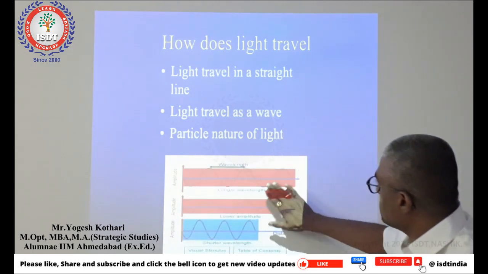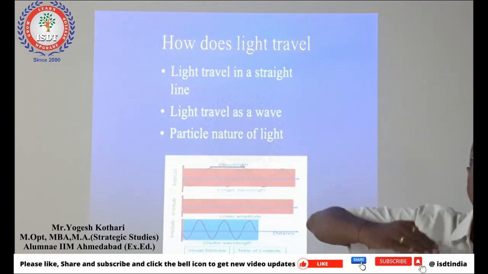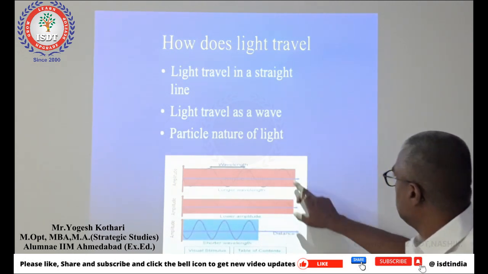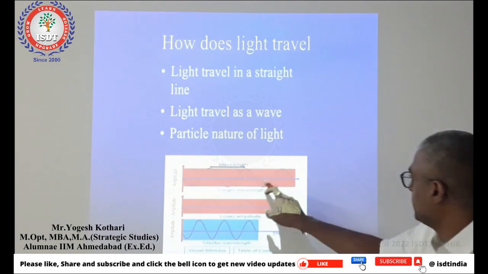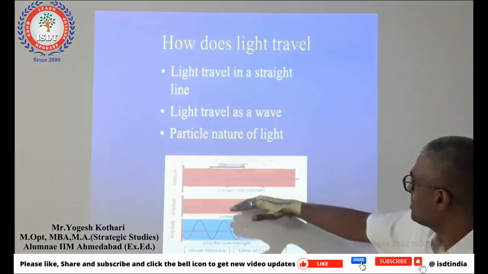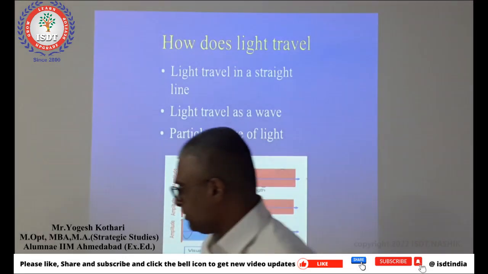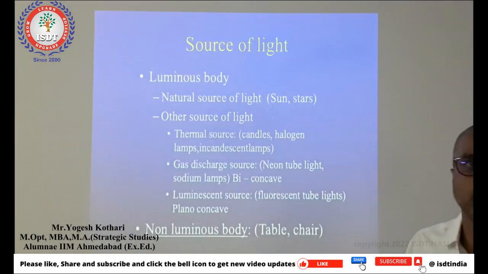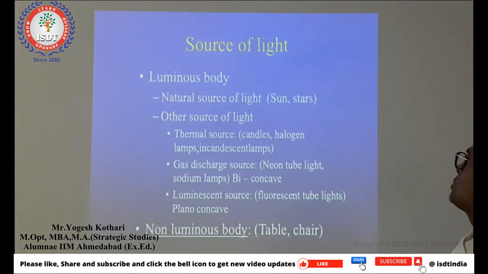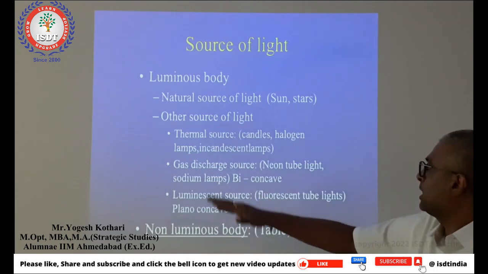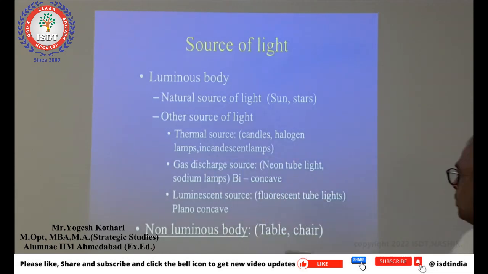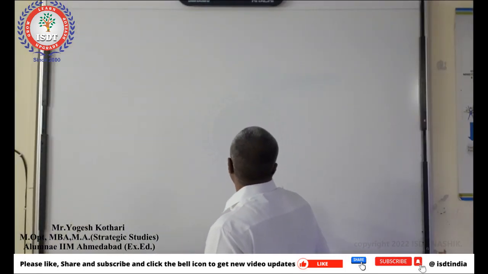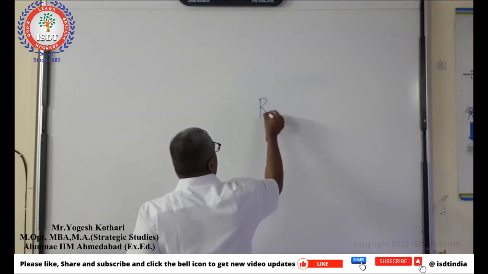Now look at this, this is the amplitude, that means the range of vibration, and you look at the crests and troughs in the wavelengths, and there are different short wavelengths, larger wavelengths and so on. Now you can say the sources of light are luminous bodies. These are the natural sources. Other sources of light are thermal sources, gas discharge, luminescence sources, non-luminescent bodies, etc. Okay. Now, the first property of light is called refraction of light.